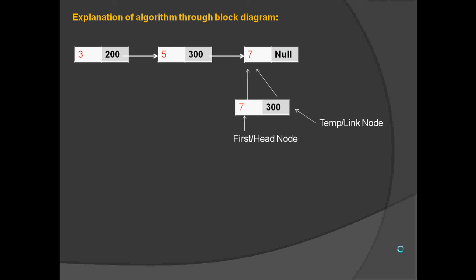Clear? Now after 7 you can see that there is no more data, so it is null. So what happens is that in the link node it will display null. Clear? So this is how traversing in a linked list works. Clear? So it moves on from node to node exactly once. Clear? So this is one part of the data structure.